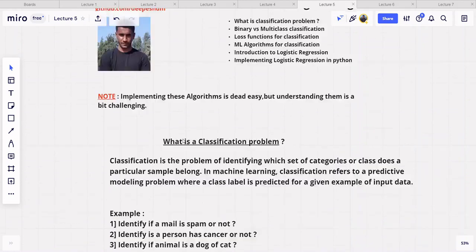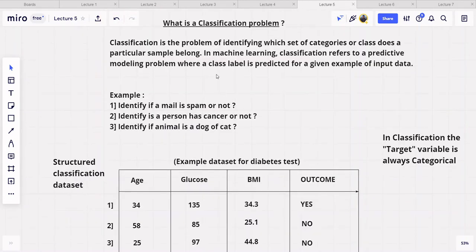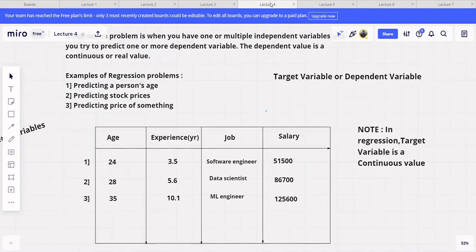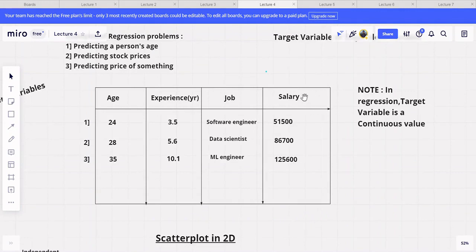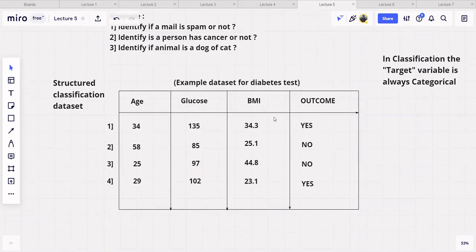Now one of the major differences between regression and classification is the target variable. In regression, what we are trying to do is predict a continuous variable. On my screen you can see that in the regression problem we had three independent variables, and we were trying to predict the salary. Salary is a continuous variable here. Whereas in a classification problem the target variable is a categorical variable. Categorical variable means it consists of classes.